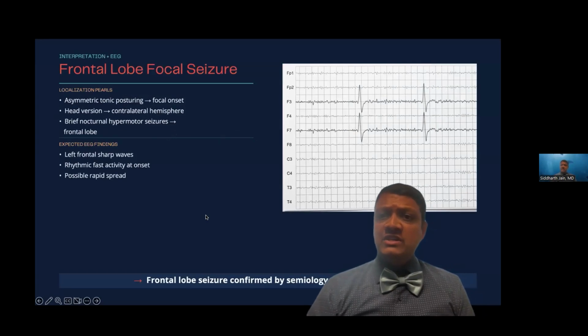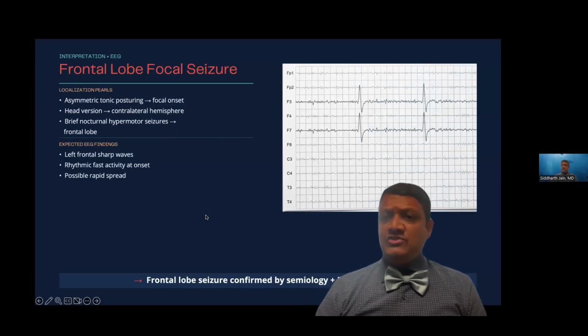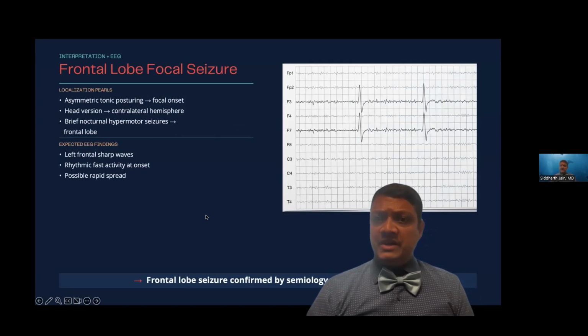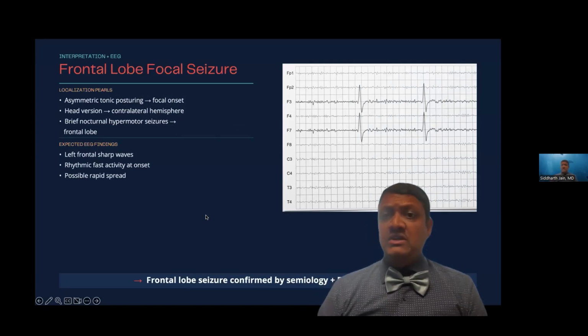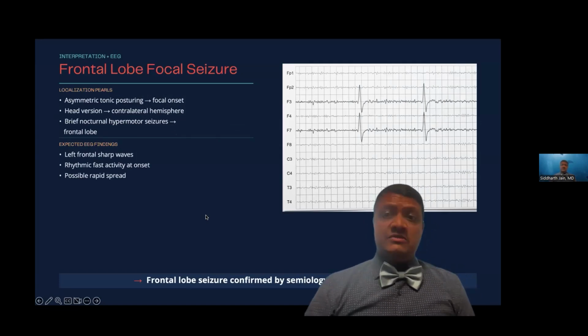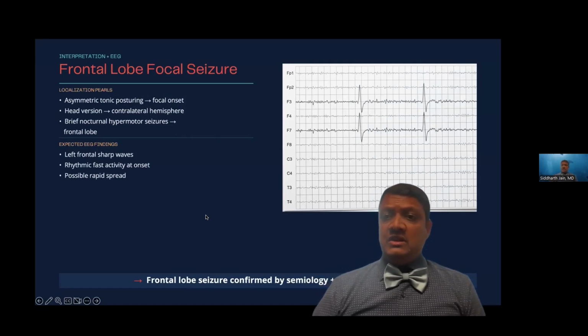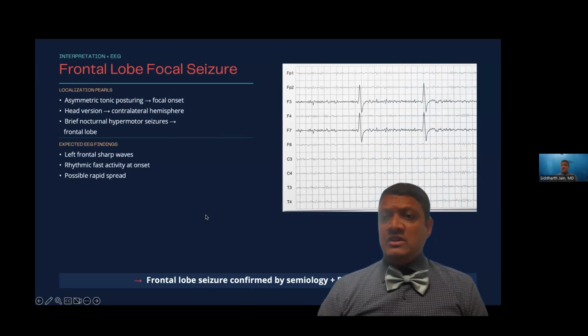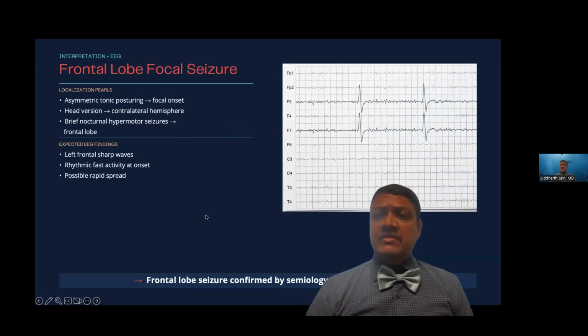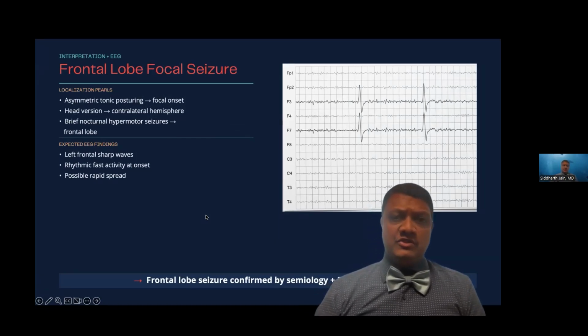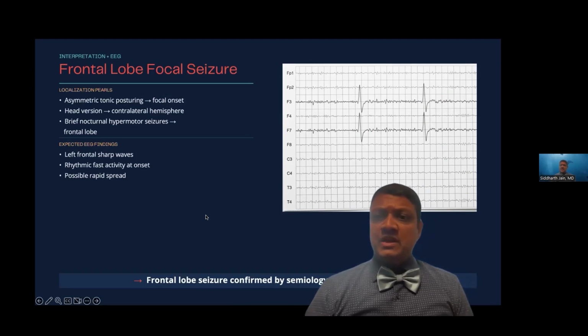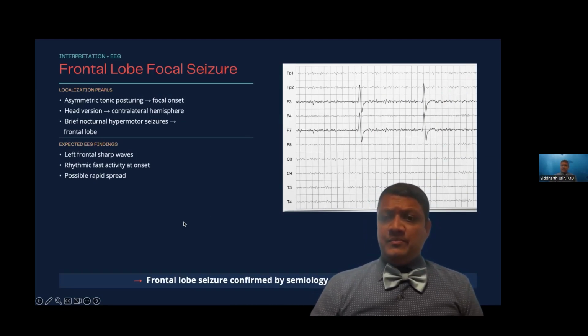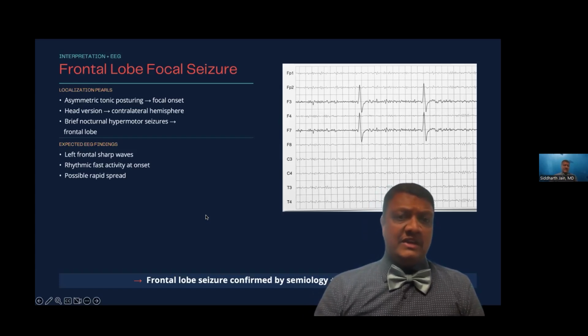We got an EEG, and it shows left frontal sharp waves at the EEG locations there. The semiology fits with frontal lobe onset, as we discussed, given the duration, the nocturnal occurrence, and the lack of post-ictal state, which is a feature of frontal lobe seizures. And then the EEG finally confirms the diagnosis and the seizure onset area.